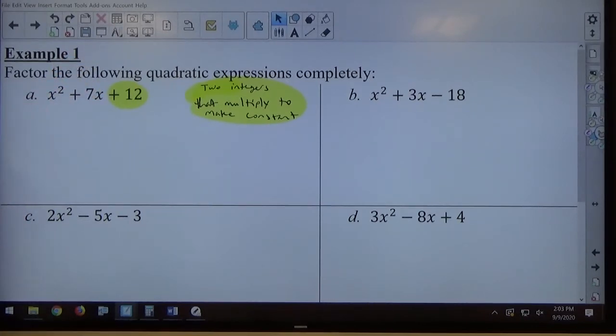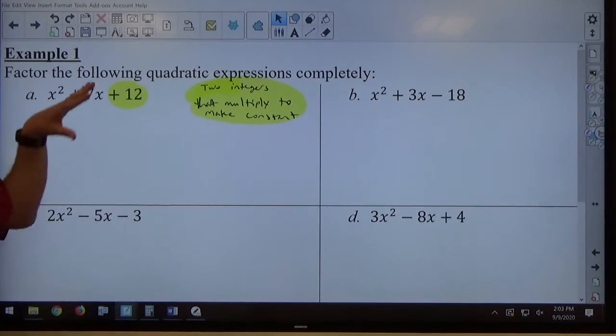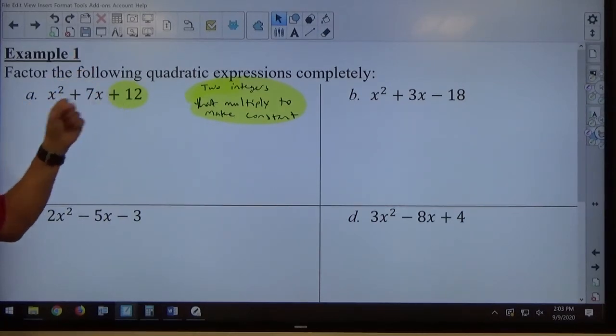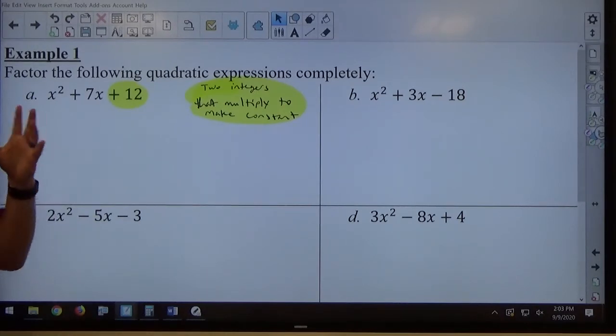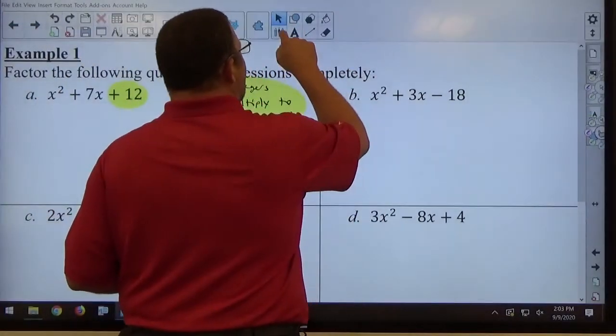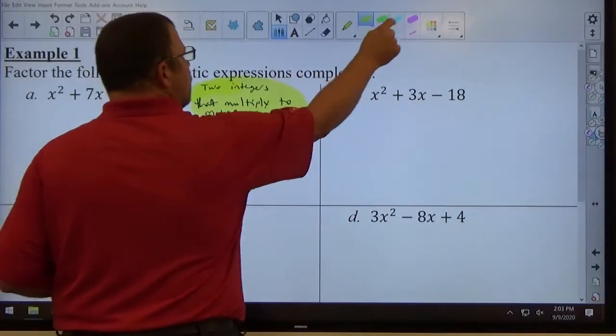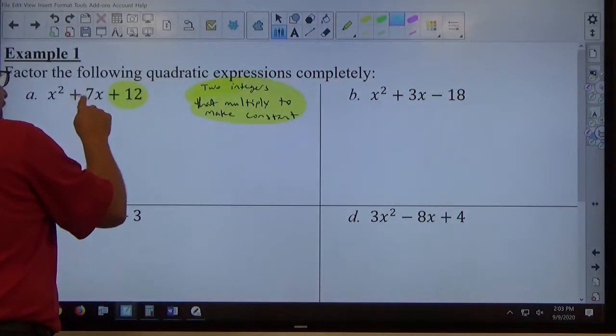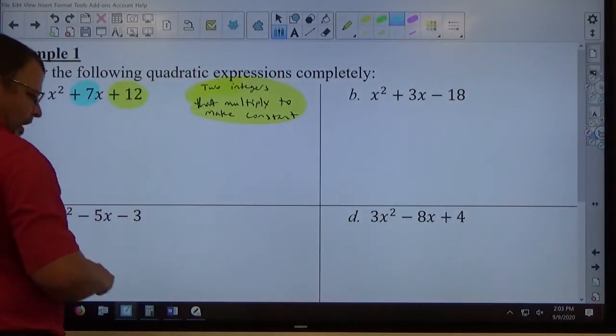And this could be either a written down list or a mental list. But we're trying to create two numbers that make 12. 1 times 12, 2 times 6, 3 times 4, right? So we're just trying to find two integers, non-fractions, that multiply to make that. These same two numbers that we find that multiply to make the constant, we're going to try and find that they also add to make the coefficient of x.